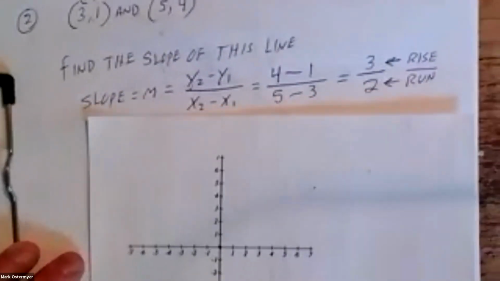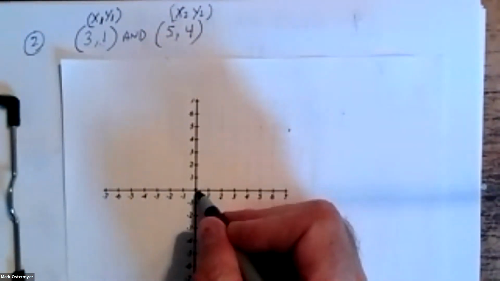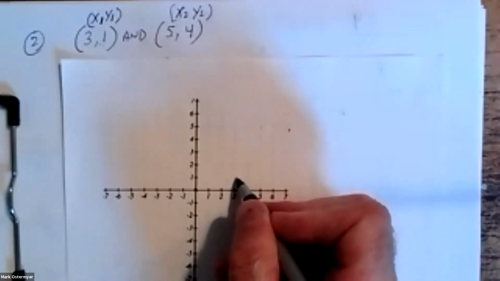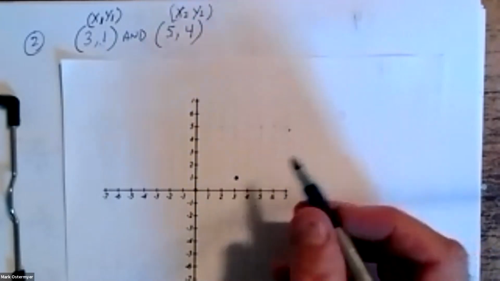Some graphing paper obviously is nice. So I'm going to plot the points (3, 1) and (5, 4). We start at the origin. To plot (3, 1), I move 3 to the right on the x-axis, 1, 2, 3, and then I move up 1 unit parallel to the y-axis. So there's (3, 1) right there. That's the point (3, 1).